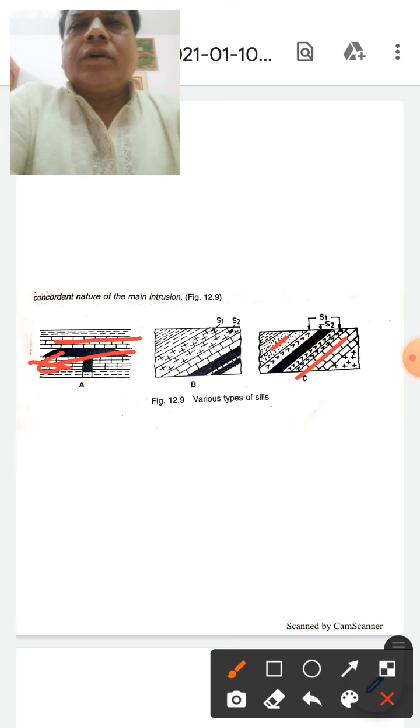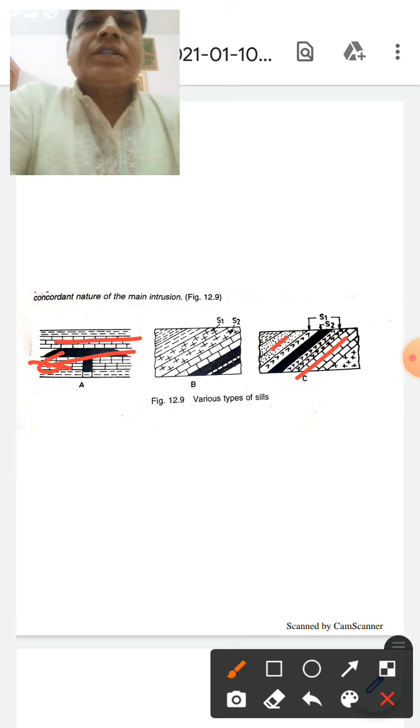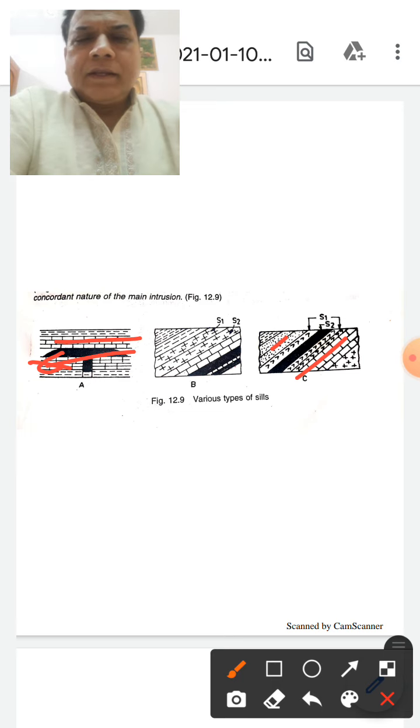Now, depending upon the type, sills may also be subdivided. A simple sill is formed of a single intrusion of magma. Then there are multiple sills, which consist of two or more injections of essentially the same kind of magma. This is the second category, this is the third category. This is a simple sill, this is your multiple sill, this is your differentiated sill.